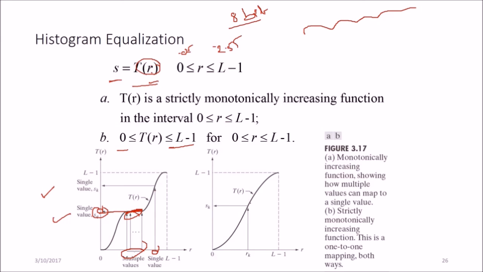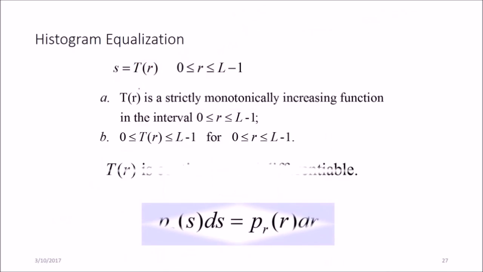Strictly monotonically increasing is because we have one-to-one mapping. We don't have various values which have the same T(r), that is, many r's having a single T(r). If it is not like that, then we say it is just monotonically increasing. But here we are talking about a strictly monotonically increasing function. This one is very much used, and this is the heart of histogram equalization.